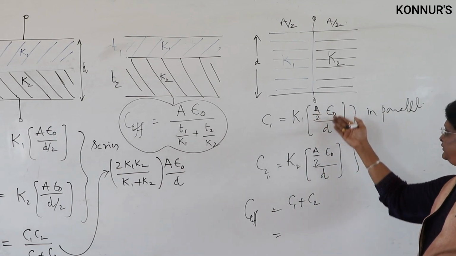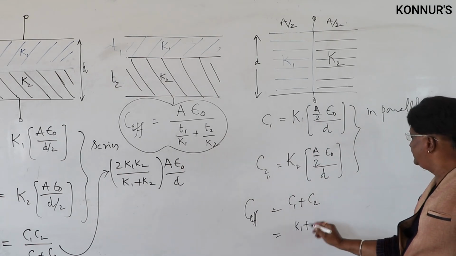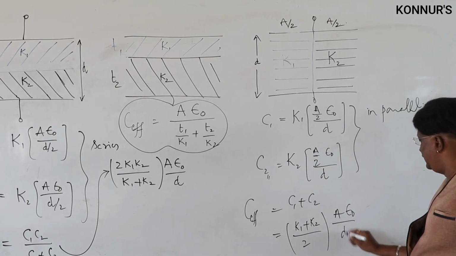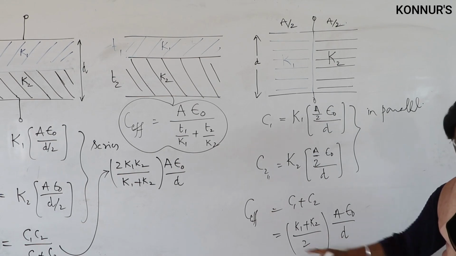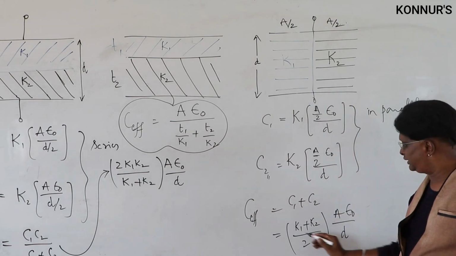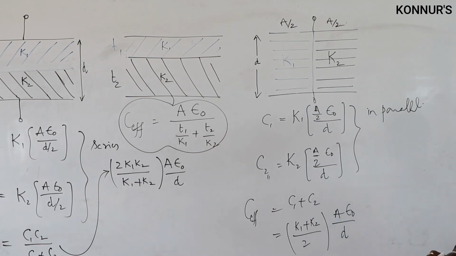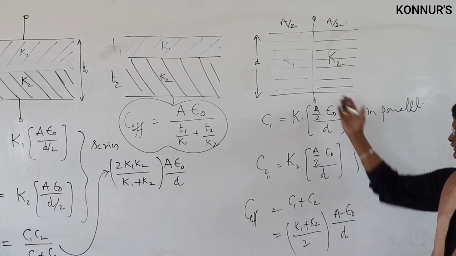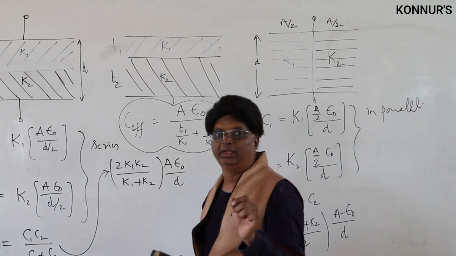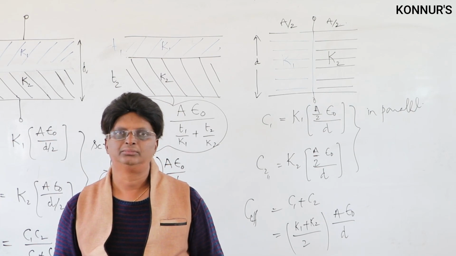Add these; A by 2 epsilon naught by D is the common term, right? Therefore, what do you observe? K1 plus K2 by 2 times A epsilon naught by D. The 2 I have written here because the effective dielectric constant of the arrangement will be K1 plus K2 by 2. So supposing it is 3 or any other number, the same rule will follow. First you have to write the capacitors that are possible in the arrangement and see whether they are in series or parallel combination and get your results.